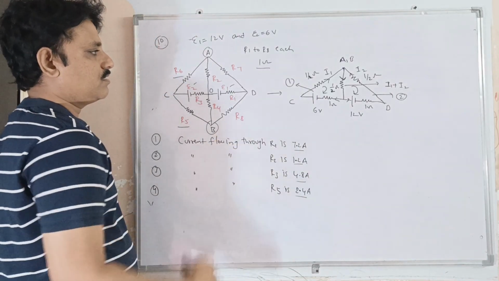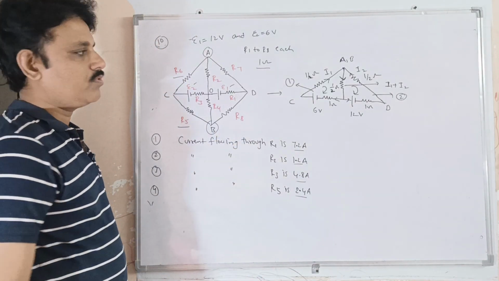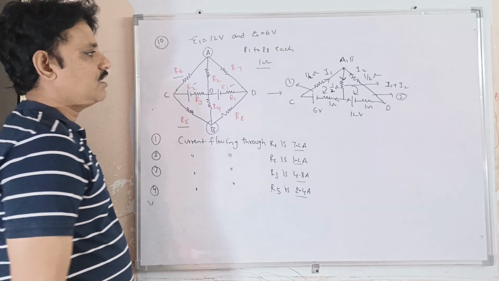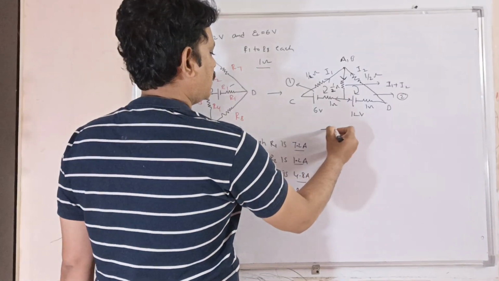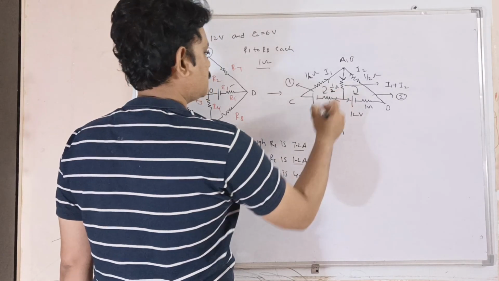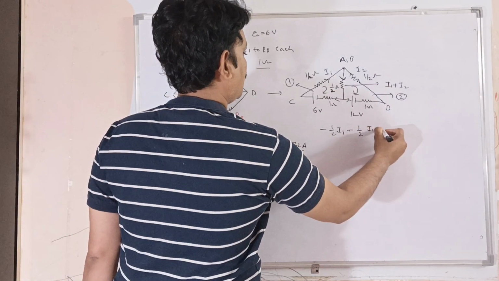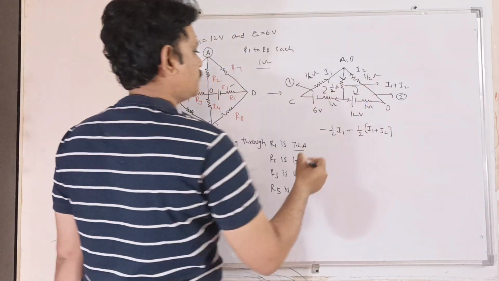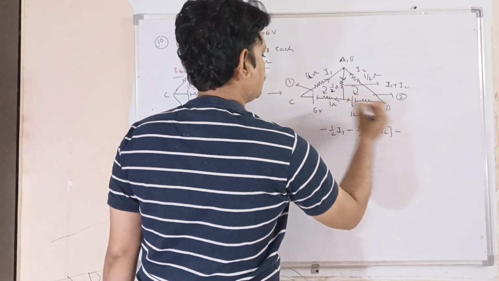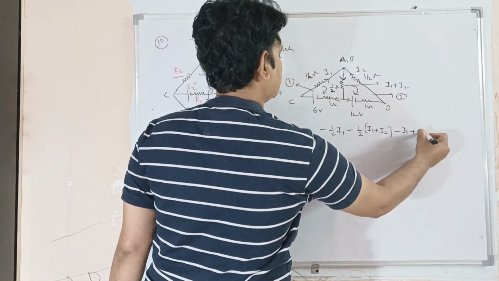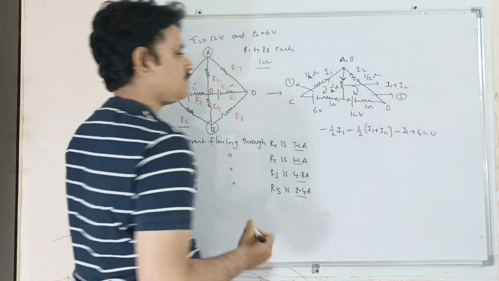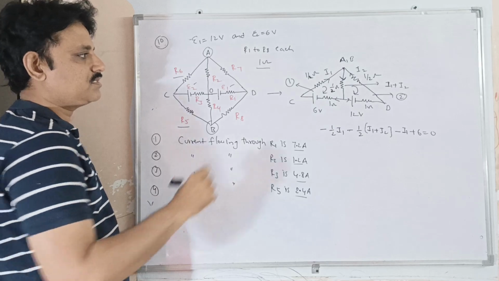So if you apply the Kirchhoff loop rule to both circuits, our relation is 1 by 2 I1 minus 1 by 2 (I1 plus I2) minus I1 plus 6 is equal to 0. So that is one relation, students.